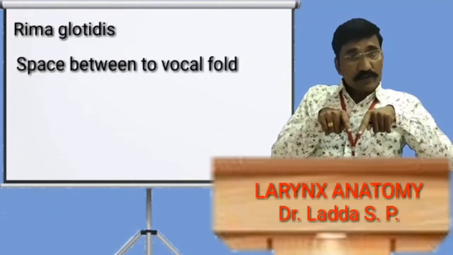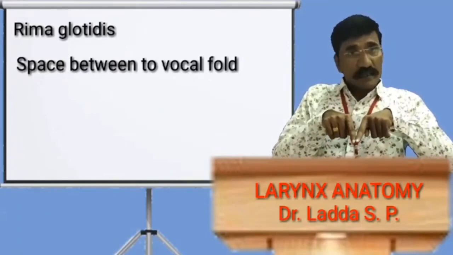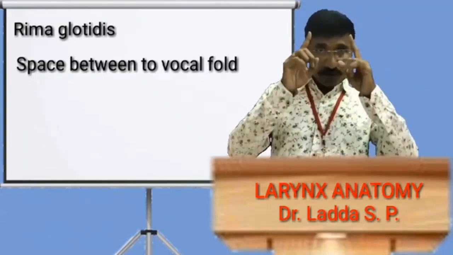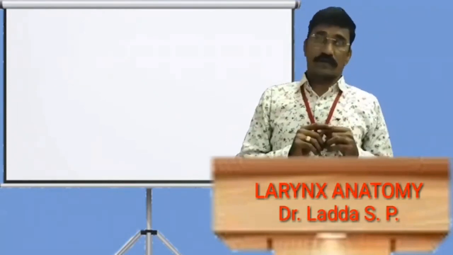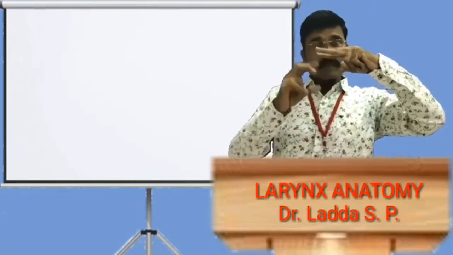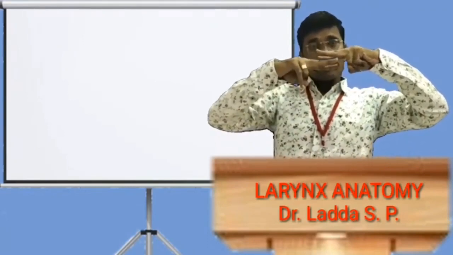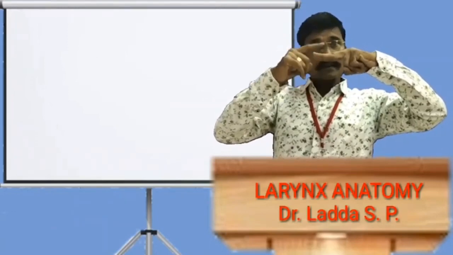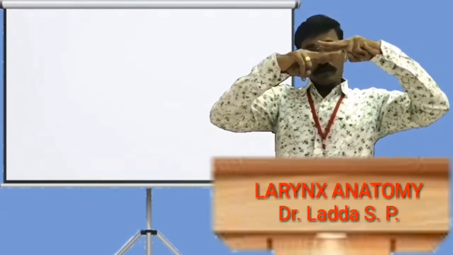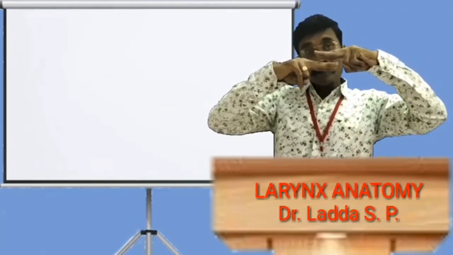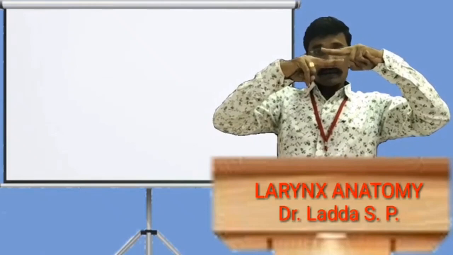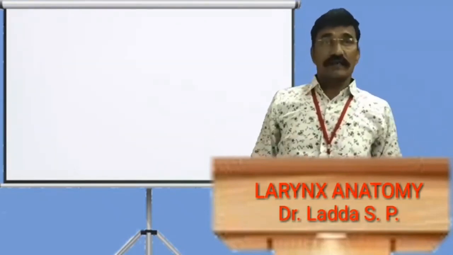Now the space between these two vocal folds is called the rima glottidis. There are two vestibular folds and two vocal folds. These two vestibular folds are lying parallel, and these two vocal folds are lying parallel, and the space between the two vestibular folds and two vocal folds is the sinus of larynx. This space is the sinus of larynx.